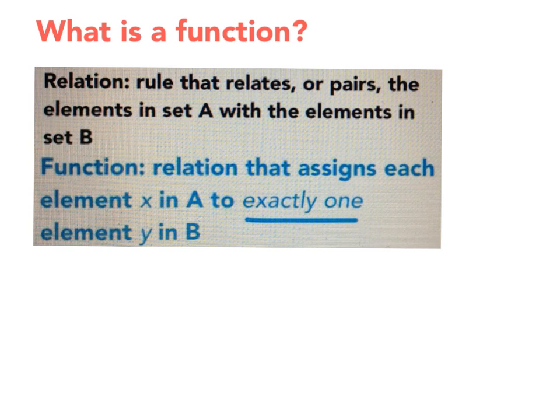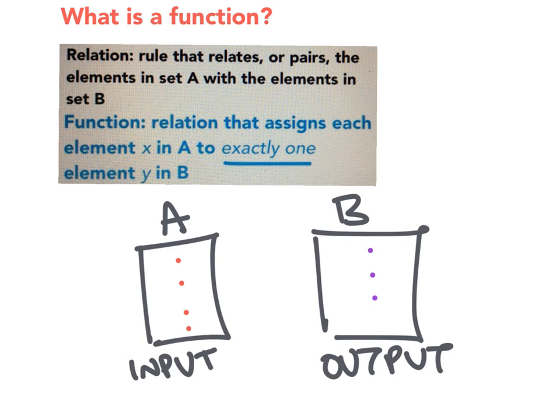All right, now let's talk about what it actually means to be a function. So to understand functions, we first need to understand what a relation is. A relation is a rule that relates or pairs the elements in set A with the elements in set B. What does that mean? That just means that there's some rule that says, if I give you this input, I'm going to get a certain output. Now, a function is a relation that assigns each element in A to exactly one element in B.